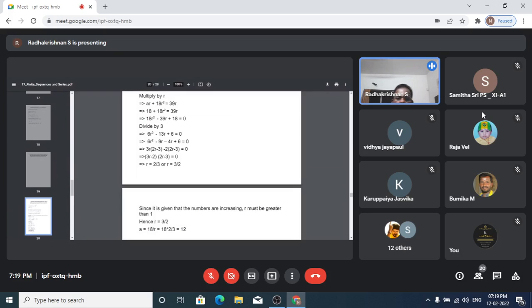But since it is given that the numbers are increasing, R must be greater than 1. So R is equal to 3 by 2. You can conclude that R is equal to 3 by 2.